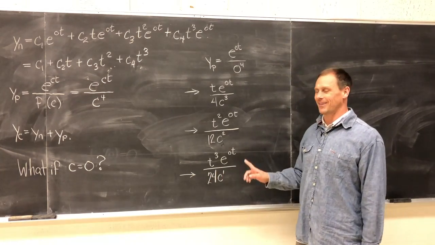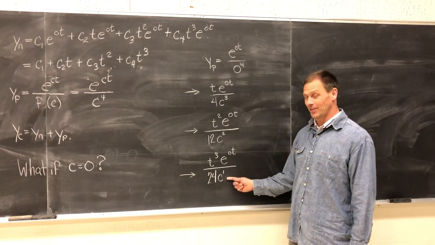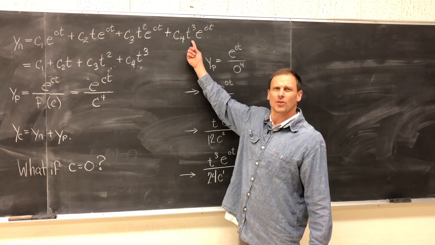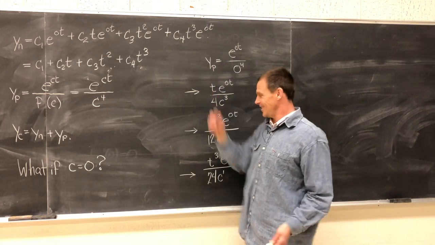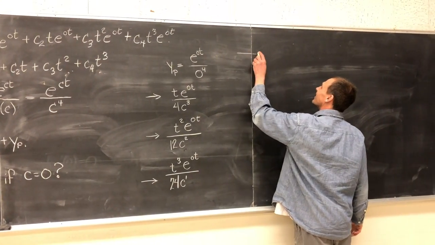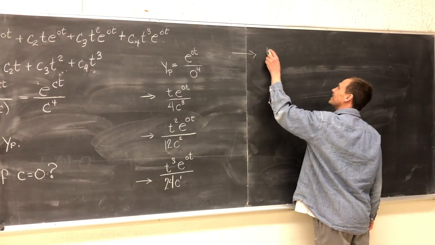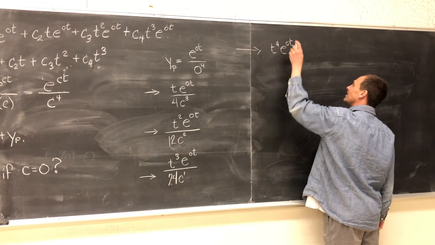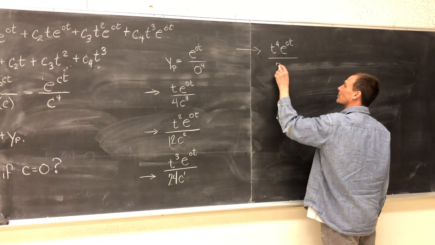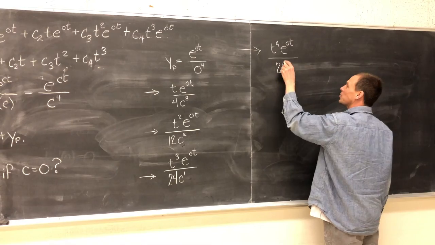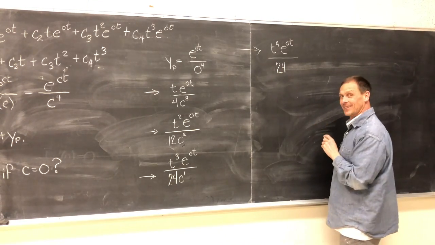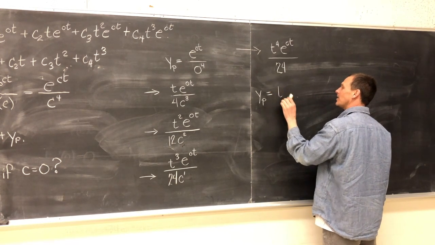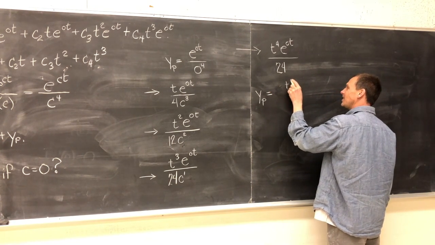Oh, wait a minute. Look at this. First off, c being 0 causes a problem. Not only that, but we already have a t cubed term, so those are like terms. So we get to go one more time. That's going to be t to the 4th power e to the 0t over, we take the derivative, I have 24. And in this case, my particular solution for this problem is t to the 4th over 24.